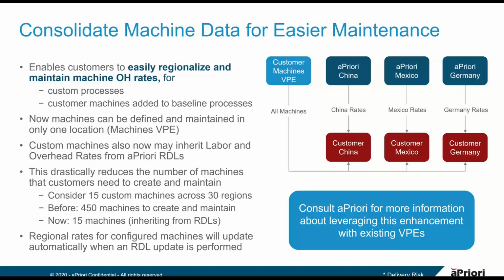And so the benefit of that is those machine data fields will update automatically when you apply a new version of the aPriori data library releases. And it eliminates the need to duplicate the data across the regional VPEs, and it eliminates the need to do any additional periodic economic updates for your configured machines beyond just applying a quarterly aPriori RDL update.